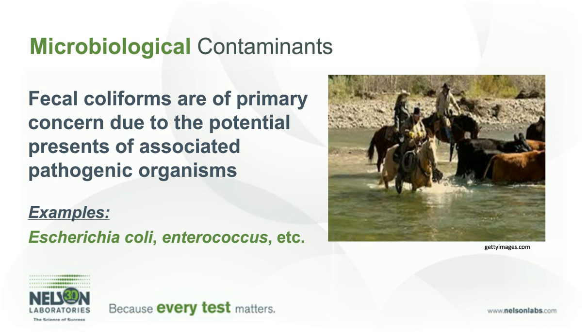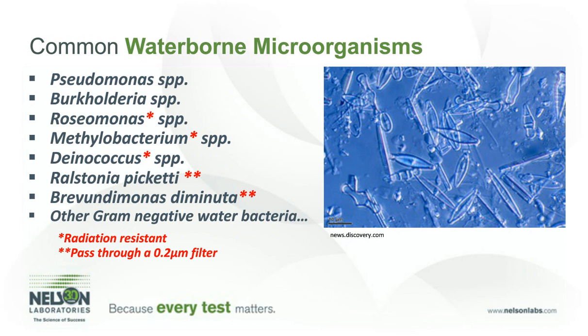In this slide, we have listed a few of the more common waterborne organisms. Pseudomonas species are very common in water, as well as Burkholderia, Roseomonas, Bacillobacterium, Deinococcus, Ralstonia pickettii, and Brevundimonas diminuta, as well as other gram-negative organisms.